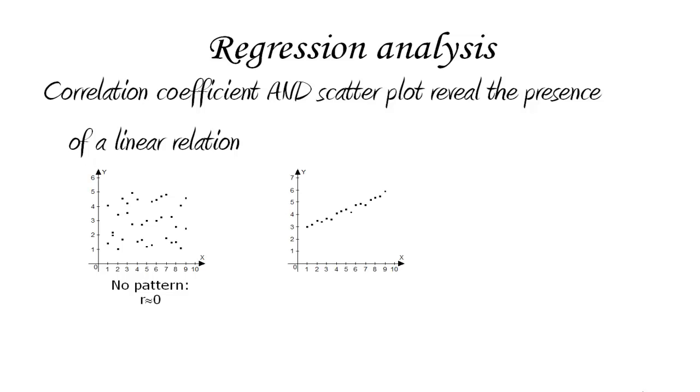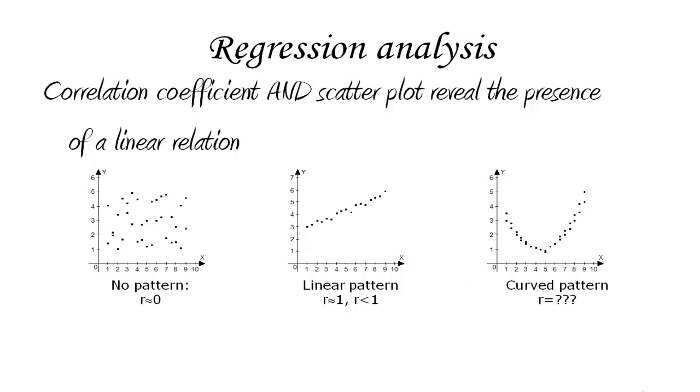Or we may see something like this, which shows a very clear upward pattern, and it is linear. Therefore, the correlation coefficient is going to be very close to 1. Not exactly 1, because the dots are not exactly along a line, but pretty close to 1. And of course, you can have situations like this as well, where we do have a pattern, but the pattern is not linear, and we don't have any idea what the correlation coefficient might be. If we look just at the correlation coefficient, it may not tell us anything at all about the presence of this curved pattern.